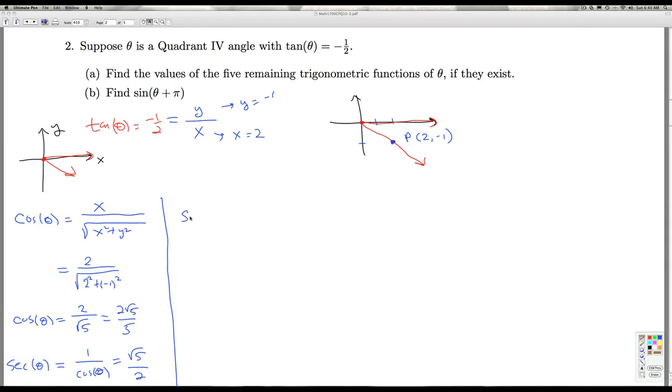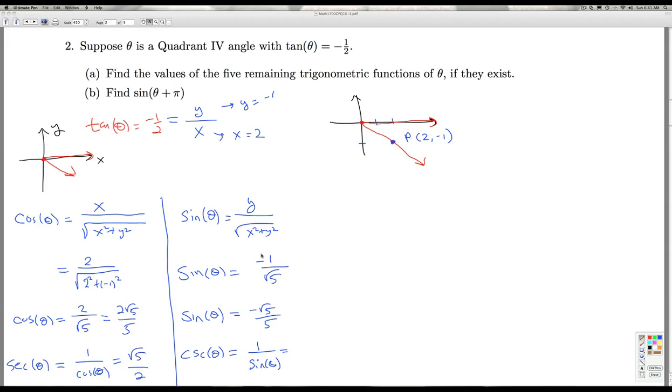The sine of theta is y over the square root of x squared plus y squared. So the sine of theta is going to be -1 over this square root, which we've just found to be radical 5. And so this gives us, when we rationalize the denominator, negative square root 5 over 5, which means that the cosecant, which is 1 over the sine, we take the reciprocal of this, that's going to give us negative radical 5.